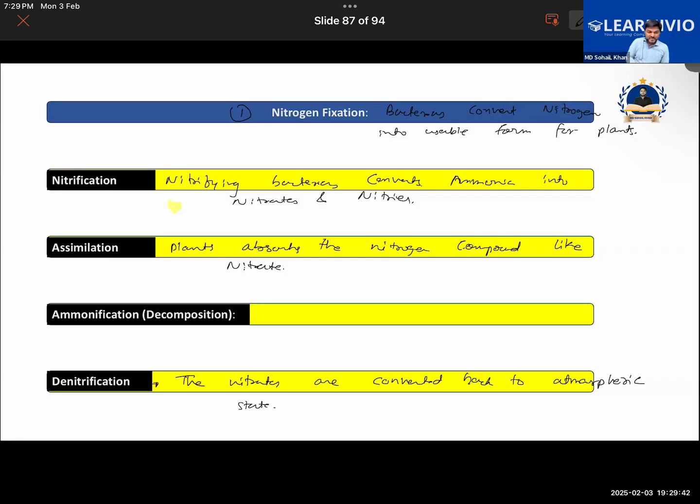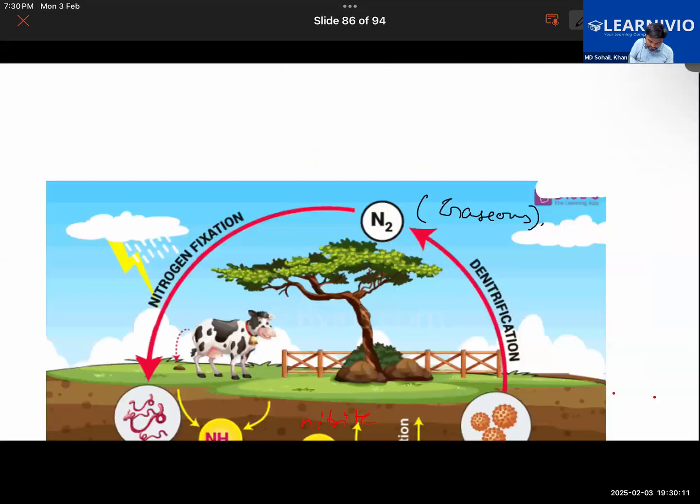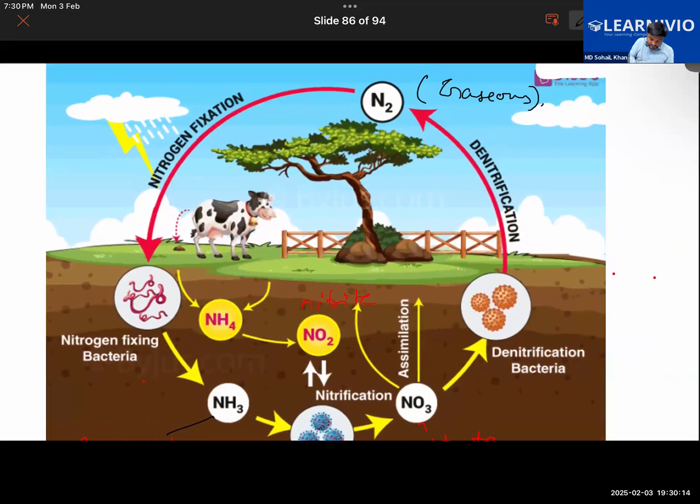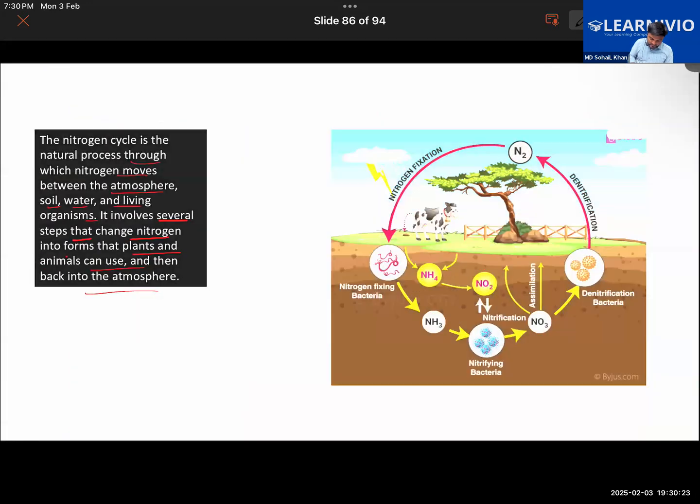There was one more step here, that is ammonification or decomposition. So what is happening now? When the plants and animals die and their bodies decompose, in the process of decomposition the nitrogenous compounds that were locked in their body will be released by the action of decomposers. Getting it? So that is the process of ammonification, where when they die, the nitrogenous compounds locked in their body are released back into the soil, and this is the compound called ammonia.